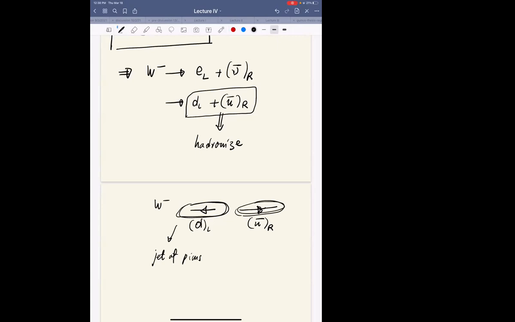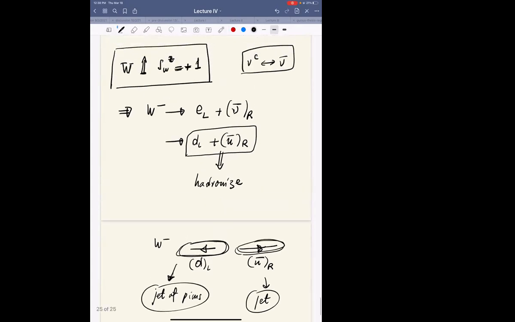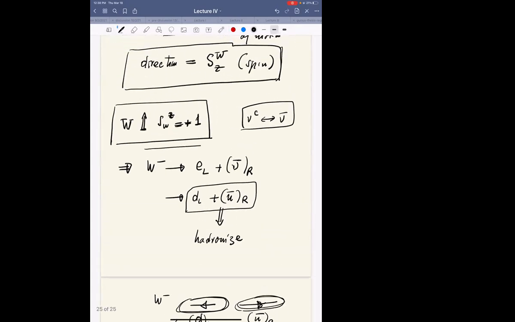This has been observed. I'll come back to this, okay? And here you get a jet. It doesn't matter. We can talk about it later. This is a mess. I don't want to talk about it. I want to focus on the simple fermionic decay, not worrying about how we see them. So we are going to just pretend that these are like leptons, okay?